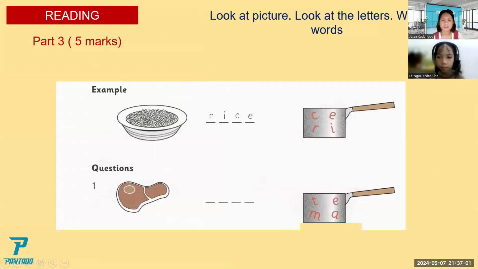Okay. Now, here we go. Lynn, I have here a picture and letters, okay? What you're going to do, Lynn, is arrange the letters to form a word. Example, C-E-R-I. If you arrange it, we form rice. The picture shows rice, okay? So, Lynn, please answer number 1.